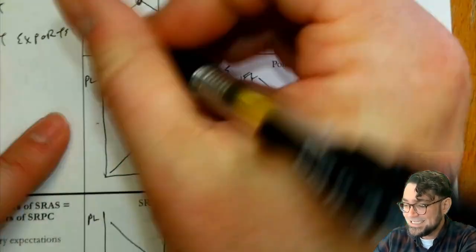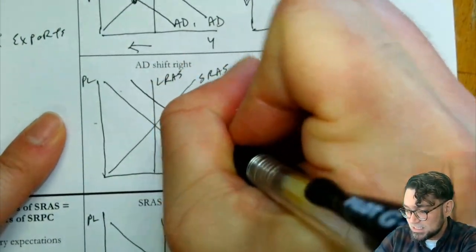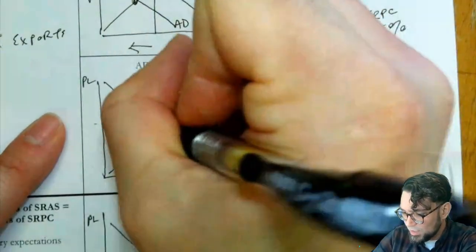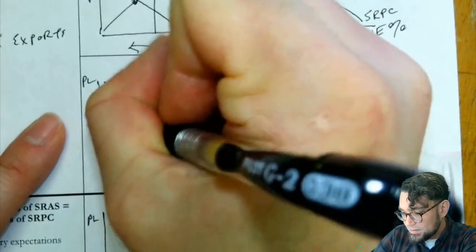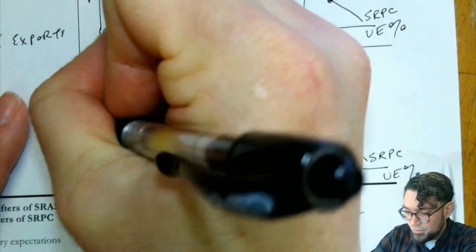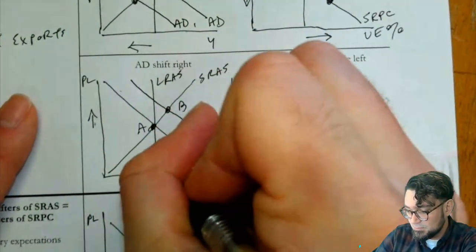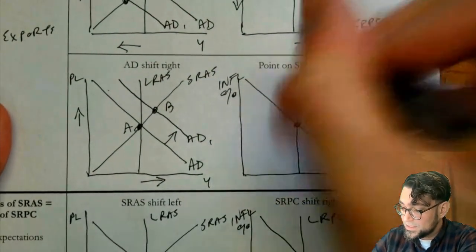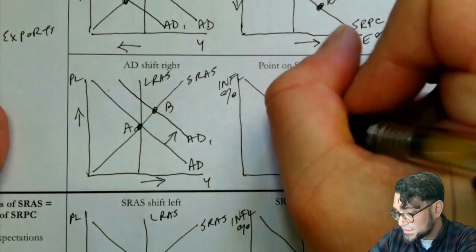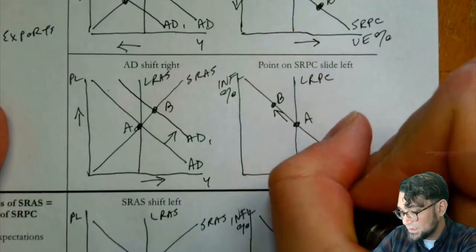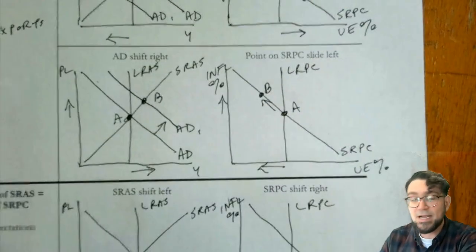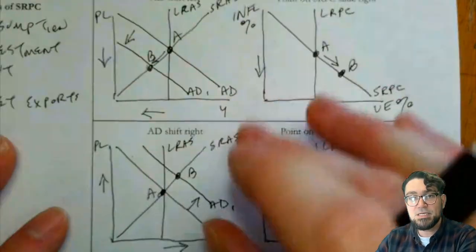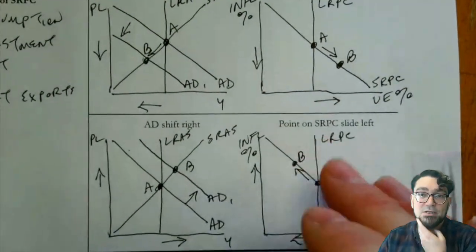Now let's take a look at AD shifting to the right. Maybe the government decides to spend more money. Well, we're going to go from point A to point B. And when we do that, there's going to be higher price levels and more output temporarily. And then over here in this model, we're going to slide up the curve because we're going to have less unemployment and we're going to have higher inflation rates. So aggregate demand is relatively straightforward to model in the Phillips curve. Let's take a look then at SRAS.